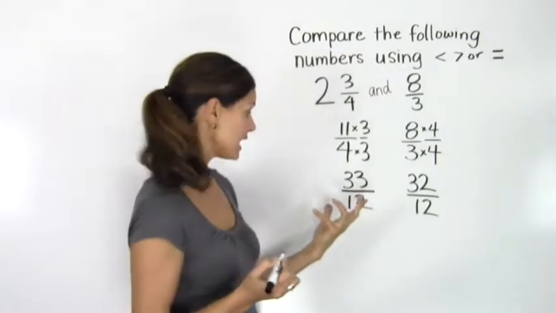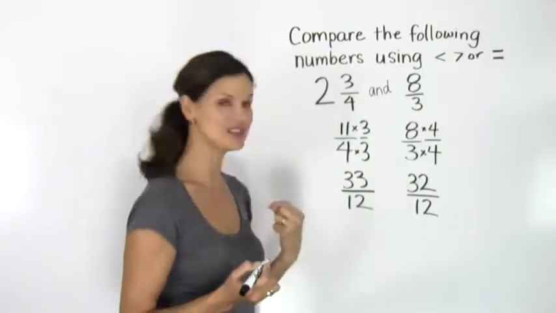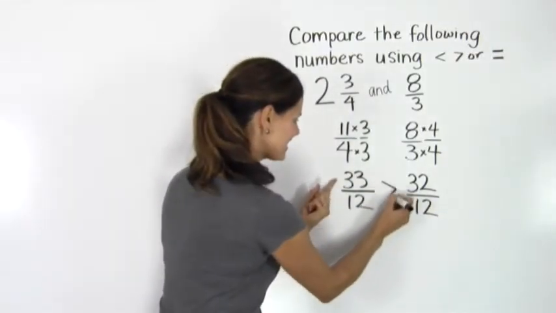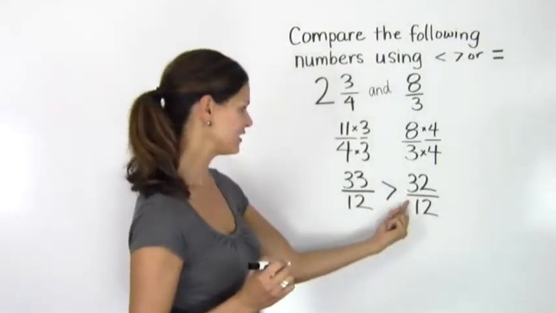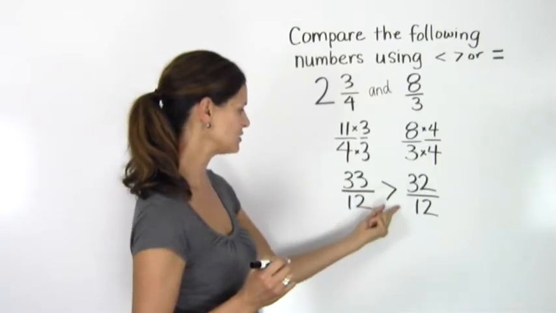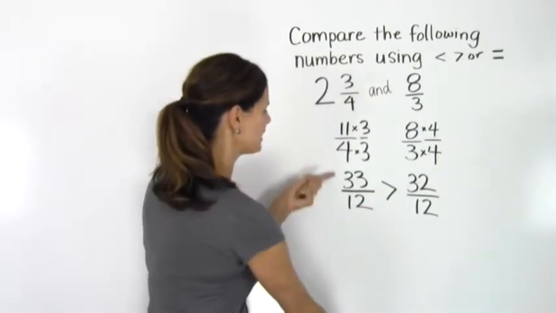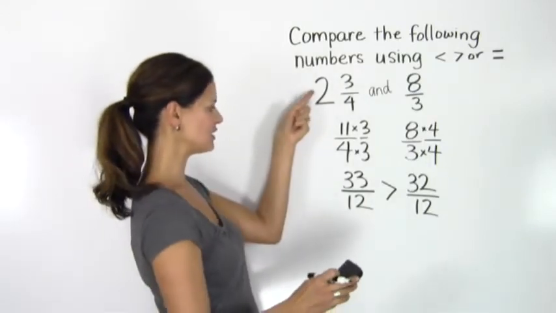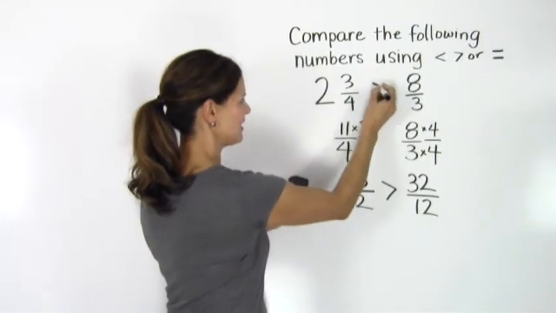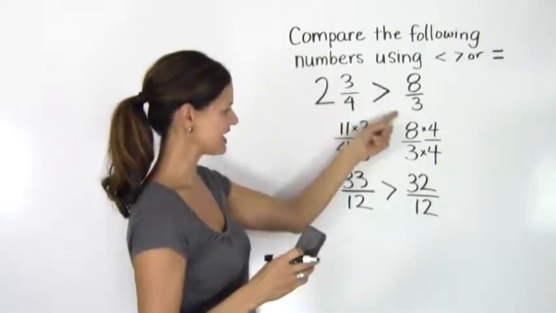And so, in order to see which one's larger, I simply look at the whole numbers up in the numerator. And I can see that 33 is greater than 32. So 33/12 is greater than 32/12. And if I work my way back up here, I know that 33/12 is the same as 2 3/4. And so I can change my sign up here. 2 3/4 is greater than 8/3.